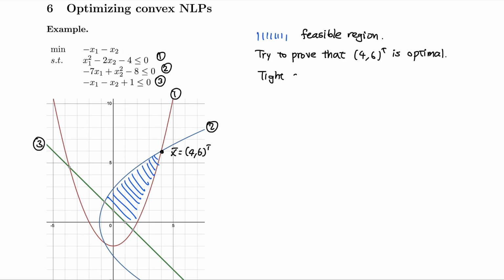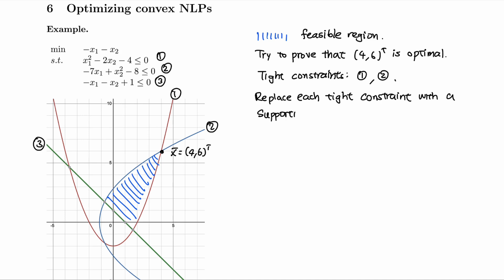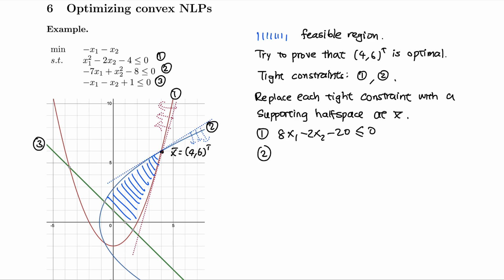First, we see that there are 2 tight constraints for our point x bar, which are 1 and 2. We will now replace each tight constraint with a supporting half space at x bar. For the first constraint, we get 8x1 minus 2x2 minus 20 is at most 0. And for our second constraint, our supporting half space is minus 7x1 plus 12x2 minus 44 is at most 0. And this shaded part here is the region of the intersection of the 2 half spaces.